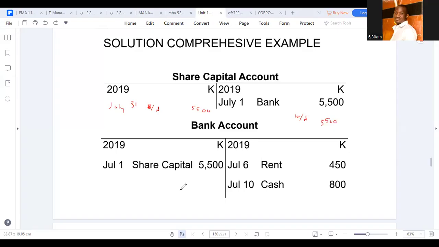So for the bank, look at the bank here. The total on the debit side is what? 5,500. And the total on the credit side is what? 850 plus 800 is 1250. The idea is that the left side and the right side must have the same total. So you subtract the smaller from the larger. How do we get the difference?